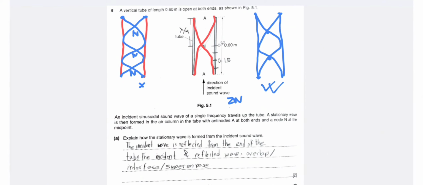The total length that is covered is the distance between two points that have the same displacement from the rest position and the same direction of motion. So one complete wave is formed, that is lambda. So lambda is equal to the total length of the tube, which is 0.60. So the lambda is 0.60 since one complete wave is formed.